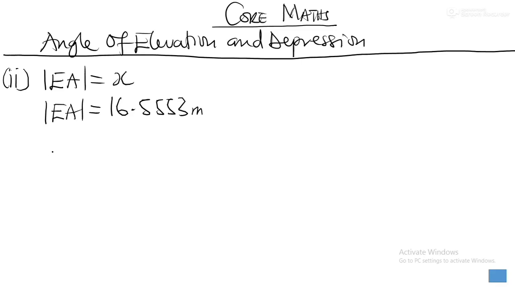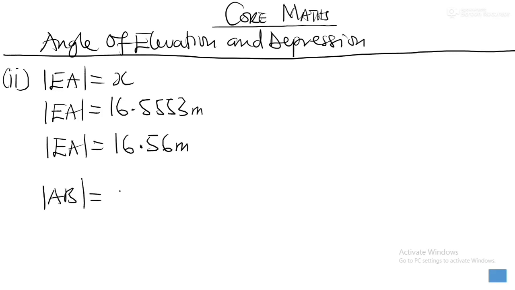And then the other one is AB. Good. But we are to approximate to 2 decimal places. So 16.5553 to 2 decimal places is going to be 16.56 meters. So that is EA. Now the other one is AB. Now AB is what? 60 minus x.